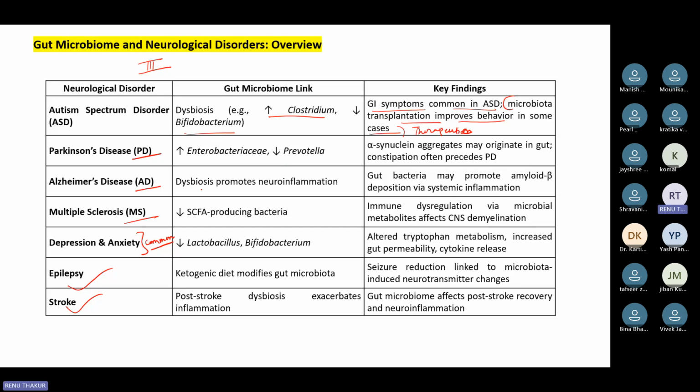And in Alzheimer's, no such increase or decrease of any specific bacteria has been reported, but it will promote neuroinflammation. And in multiple sclerosis, there will be a decrease in SCFA-producing bacteria. In depression and anxiety, Lactobacillus and Bifidobacterium will be decreased. That is why we are recommended to have probiotics rich in lactic acid bacteria. Like if you have curd in your daily diet, you will have good gut bacteria.